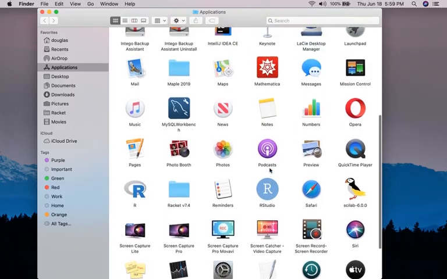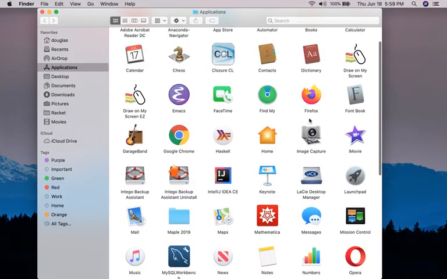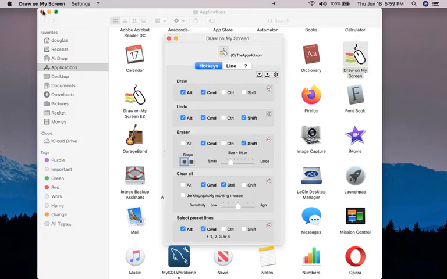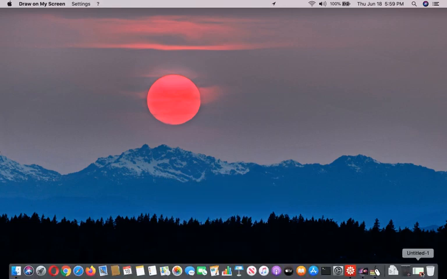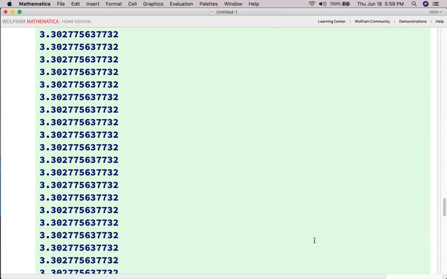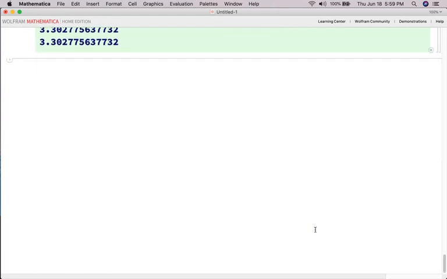Okay, let me see. Draw on my screen. And we can hide the control panel. Okay, hope this works. Okay, so let's say that we have the expression, oops, what am I doing? Okay, here we go, 3. Okay, I wish this would draw a little bit faster. The cursor is really lagging behind badly.